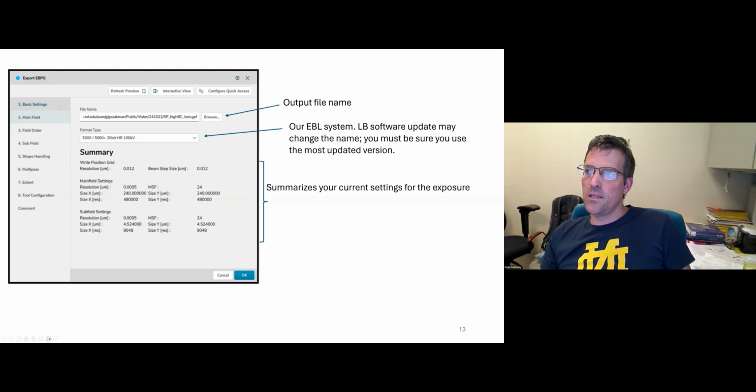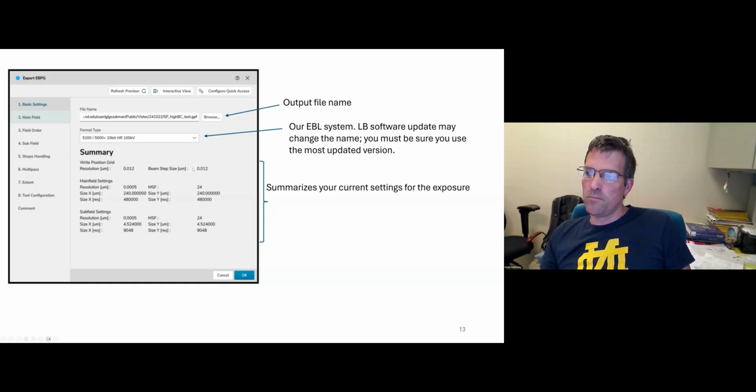So when you first open this tab, you can select the basic settings where you give your file name and you select the correct E-beam system. Now, when they do some software update, this might change how it is actually named. Just look at the email from Faye. He will tell you which one to use, or look at the documentation online on the Google Drive folder of the clean room.